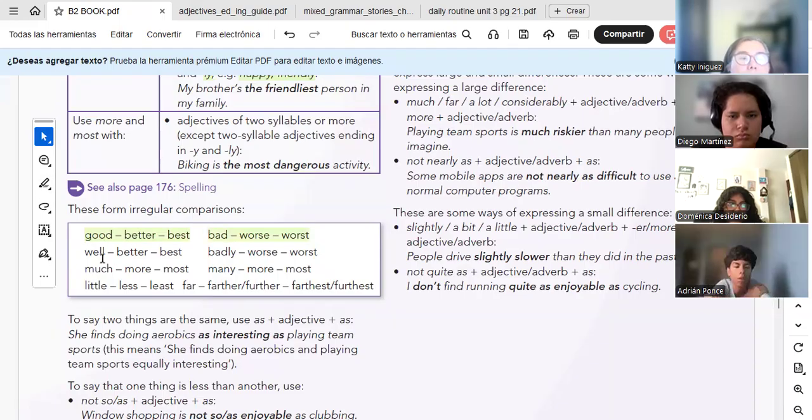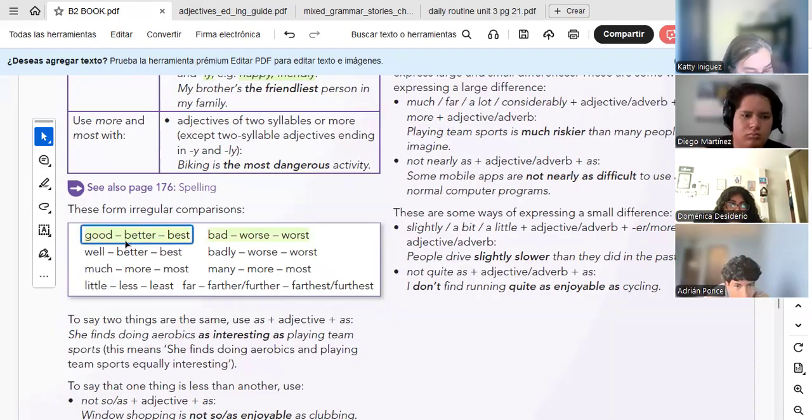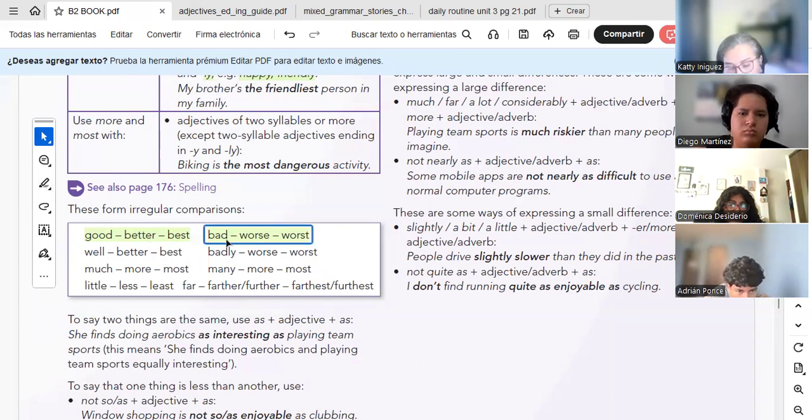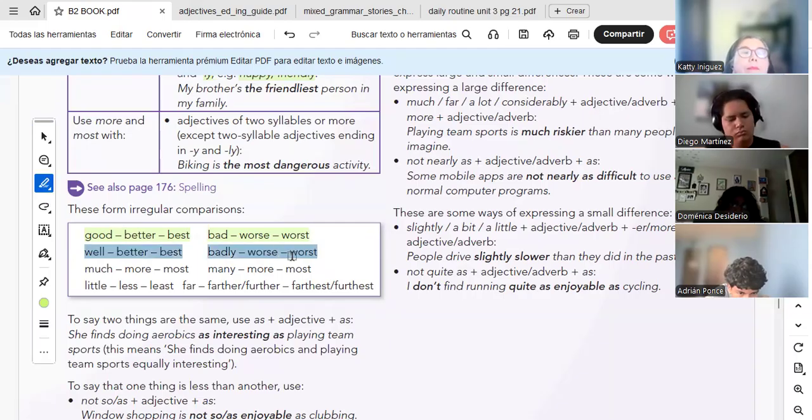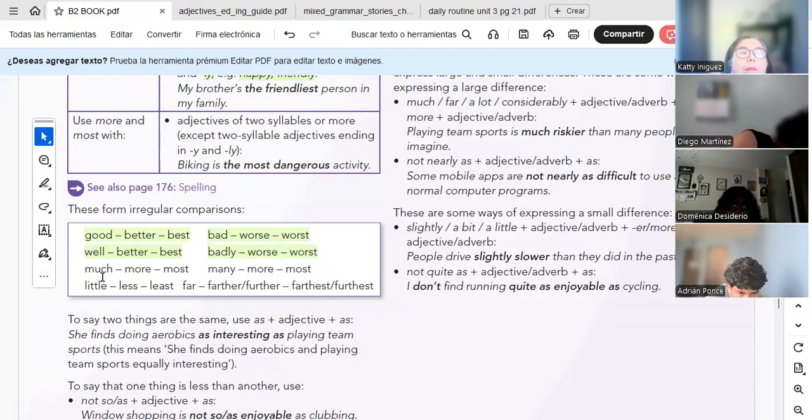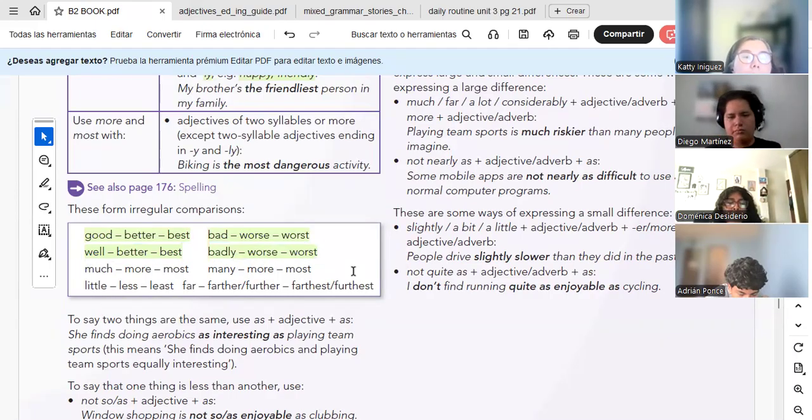Well is an adverb. Well changes to better and best, and badly is the adverb that changes to worse and worst. Okay, these are the irregulars. I'm going to send you this chart. Much changes to more or most, more as a comparative and most as a superlative, and many changes to more and most. Again, little, less or least, far, farther, further, or farthest, furthest.